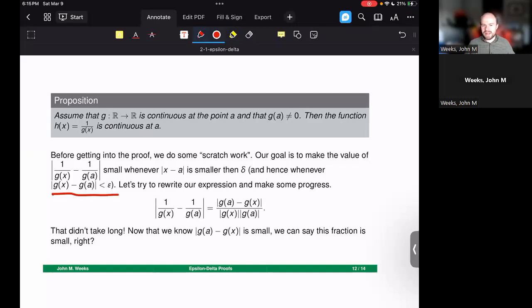Let's start by rewriting our expression a little bit. This is what we want to make small, so I'm going to do a little mathematical manipulation before I continue. I'm going to get a common denominator between these two fractions and split up the absolute value between numerator and different factors in the denominator. Should give me something that looks like this. Well, that didn't take long because now that we know g of a minus g of x is small, and it's an absolute value, we can say this fraction is small, right?